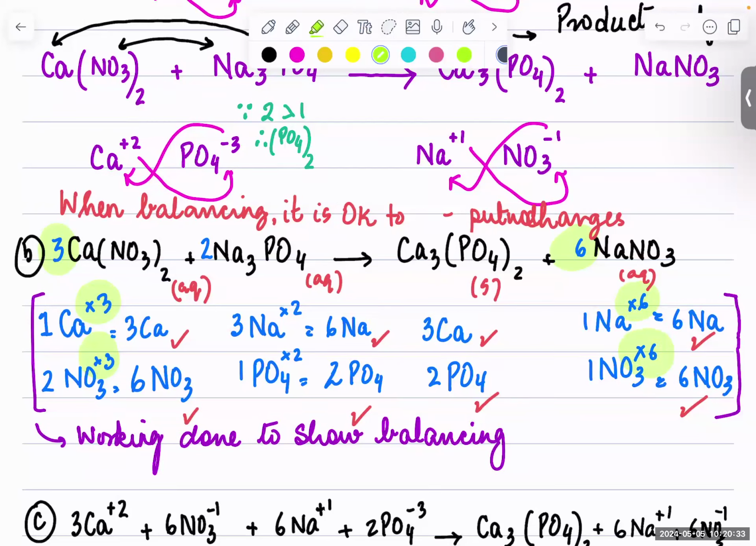So these are balanced. Now look at sodium. Sodium is 6 sodiums, but on the other side, we have only 3 sodiums. So what are we going to do? We're going to put a coefficient of 2. So that means 2 multiplied by 3 and 2 multiplied by 1. So that makes 6 sodiums, and that gives you 2 phosphates. And now if you balance it, it balances out. Everything balances out correctly: 6 nitrates, 3 calciums, 2 phosphates, 6 sodium. Everything is balanced now. Okay. So that's the balancing.